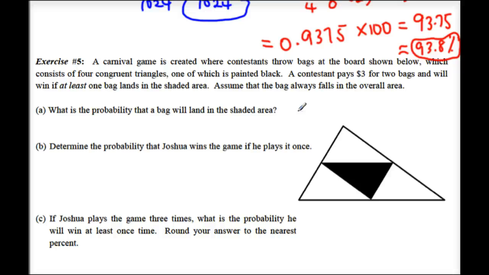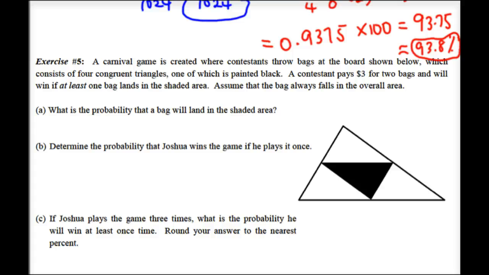The contestant pays $3 for 2 bags and will win if at least one bag lands on the shaded area. Assume that the bag always falls in the overall area. What is the probability that the bag will land on the shaded section?